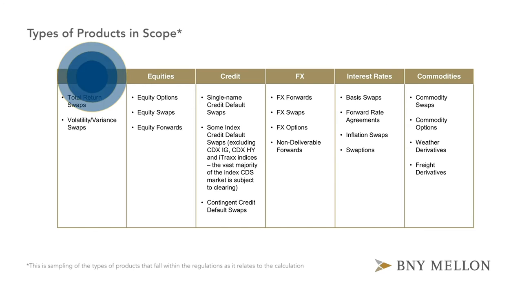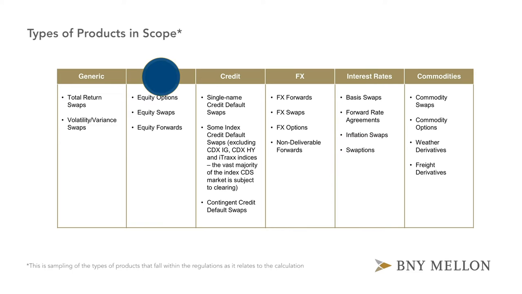Let's take a look at a sample of the derivative products which are in scope for initial margin, i.e. the OTC derivative transactions between counterparties, which a counterparty must provide initial margin to its counterparty for. These can be generic products such as total return swaps, volatility variance swaps. In the equities world, it can be equity options, swaps, and forwards. For credit derivatives, there'll be single name CDS, some of the index CDS types, and contingent CDS.